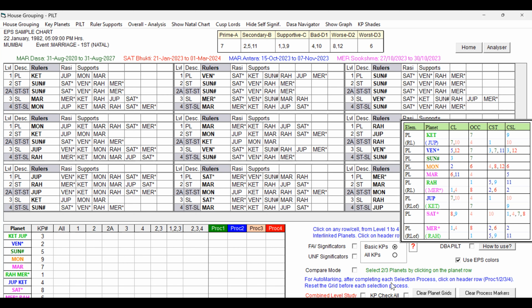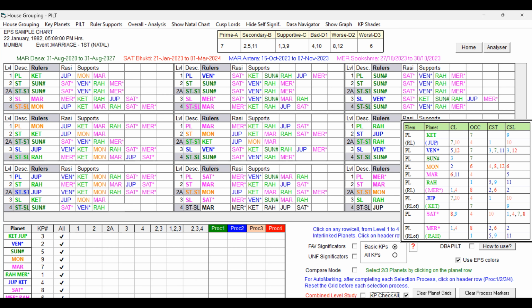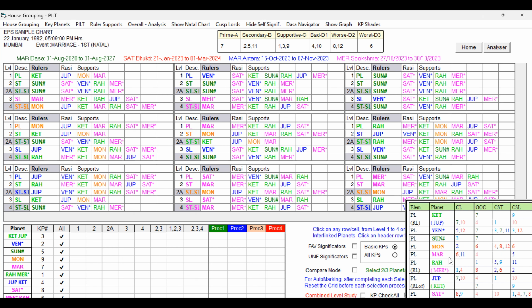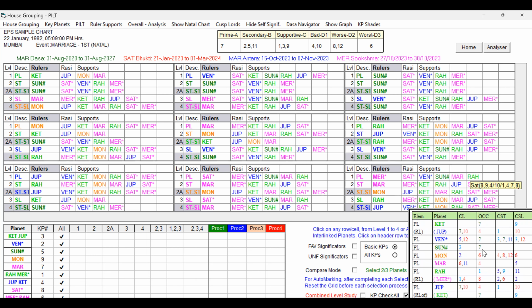That is the benefit of the selective table. Now, I said in step number 1, KP check all. If you click this one, you can see that all the planets get the same colors, whether at the rulers or Rasi or supports. Wherever they are coming, they will be shown with their respective colors that we have assigned. So we can see the planets' role in their rulers also or in supports also. Right. So now we have selected all planets with KP check all.